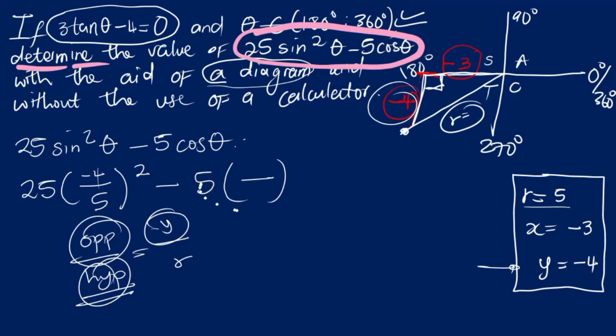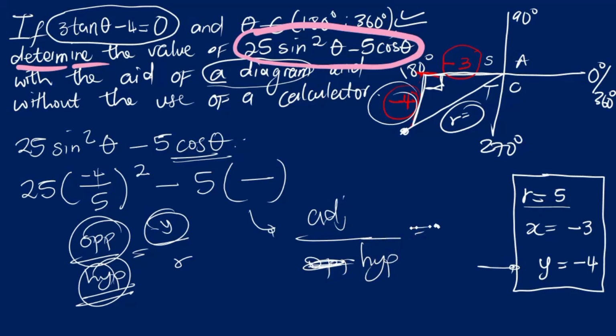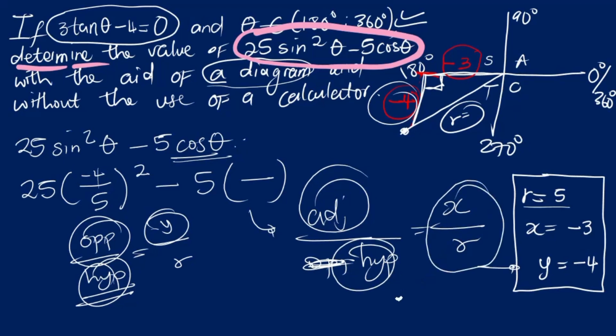And then for this one here, I'm looking for the cosine. The cosine compares what? It compares adjacent over hypotenuse. Right. What is the symbol for adjacent? It's x. And what is the symbol for hypotenuse? It is r. Right. So what is my x value? Here it is. My x value is negative 3. And what is my r value? Here it is. My r value is 5. Right there.